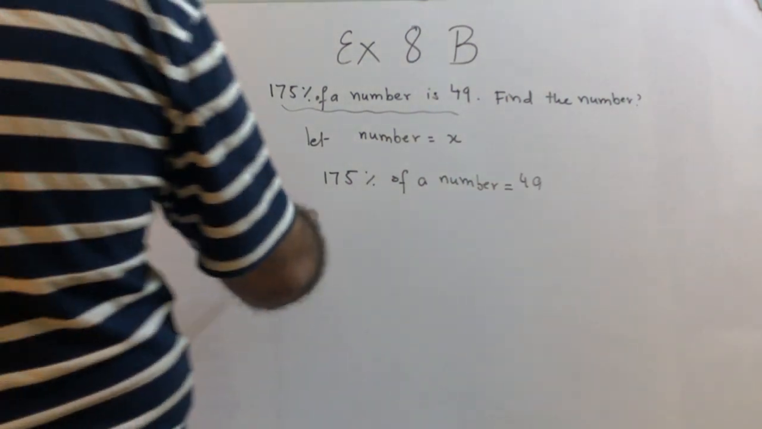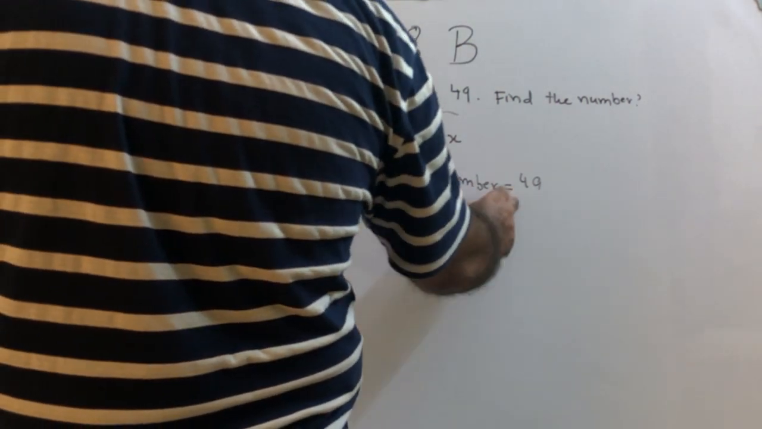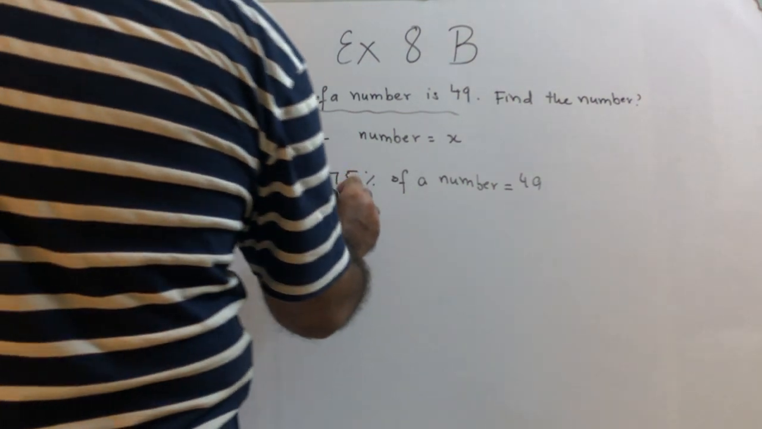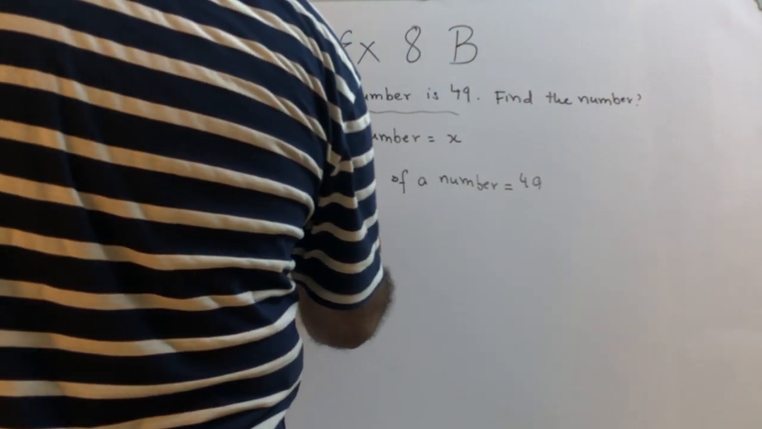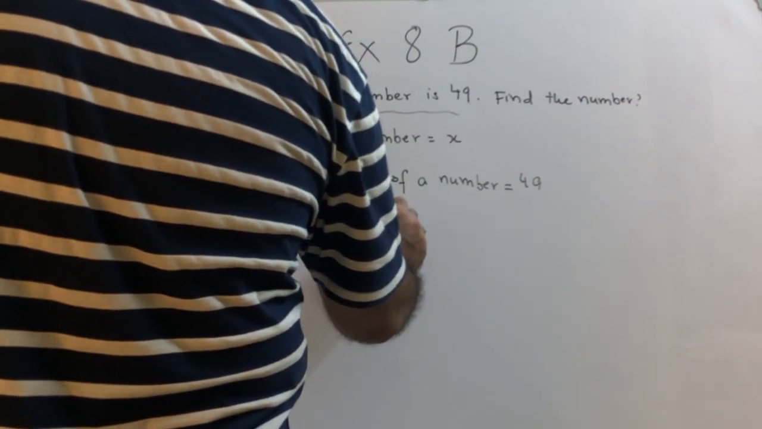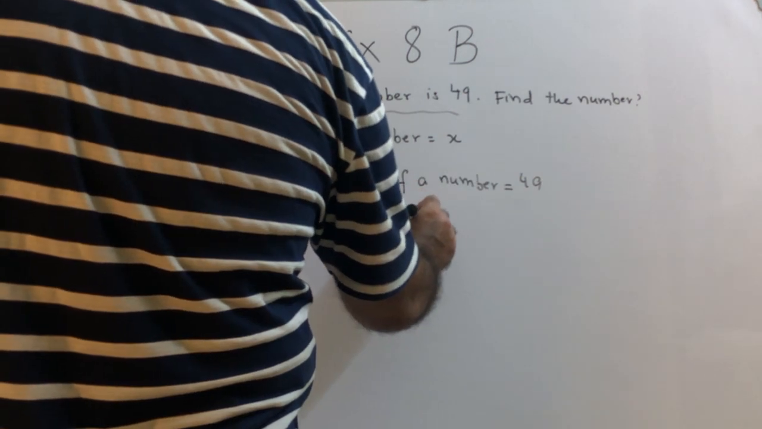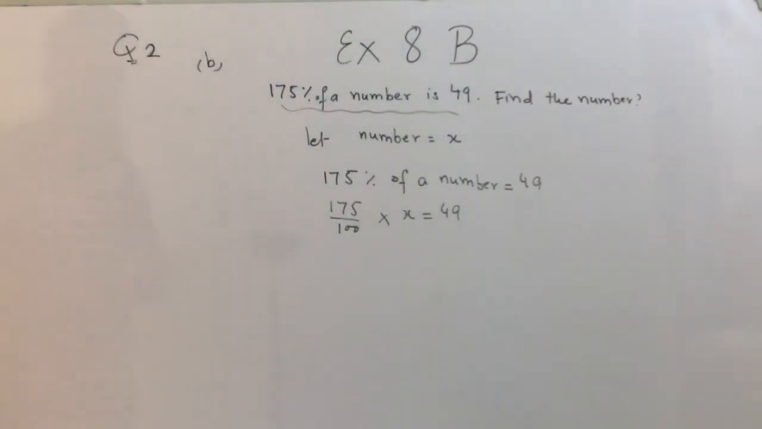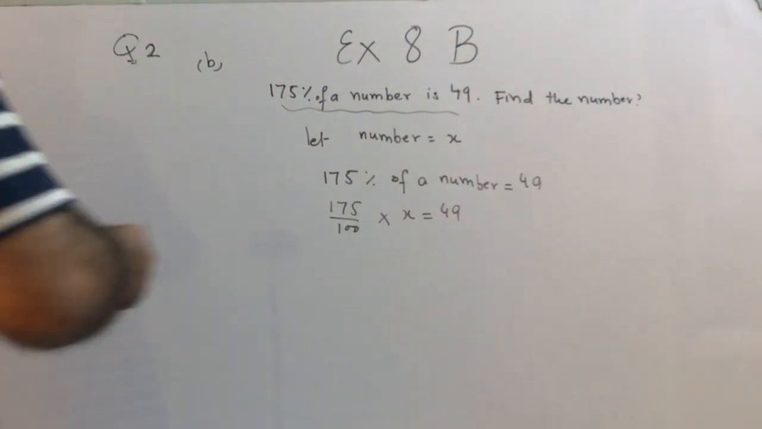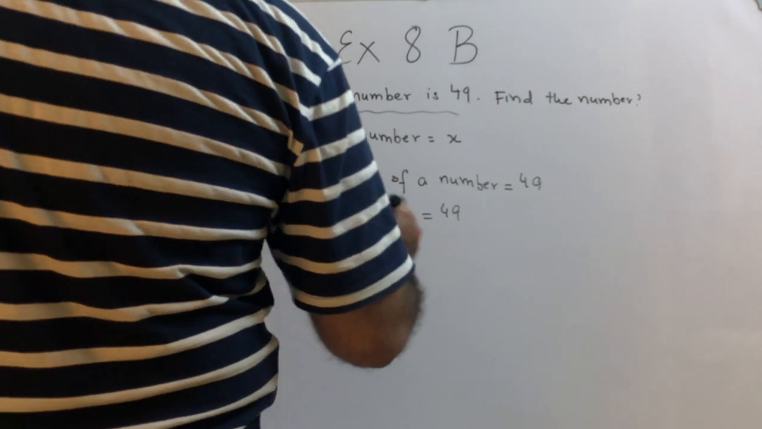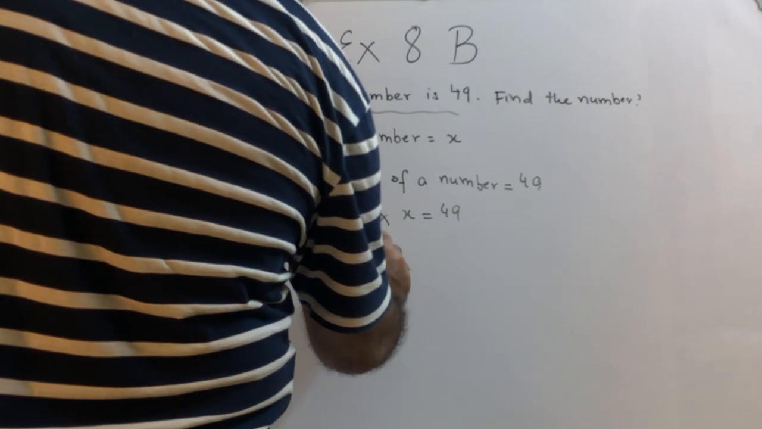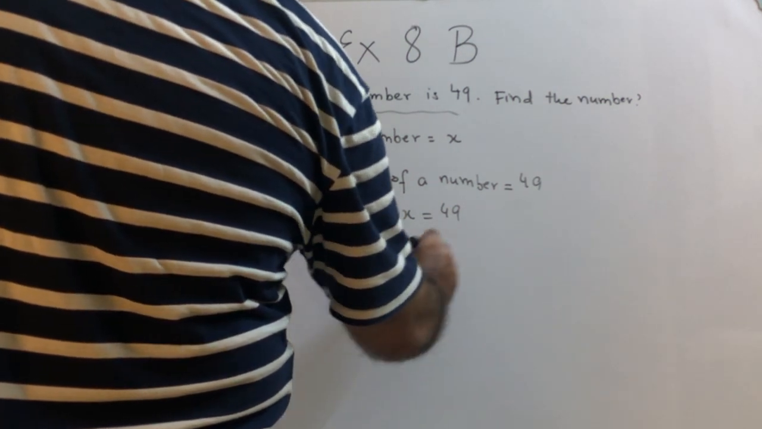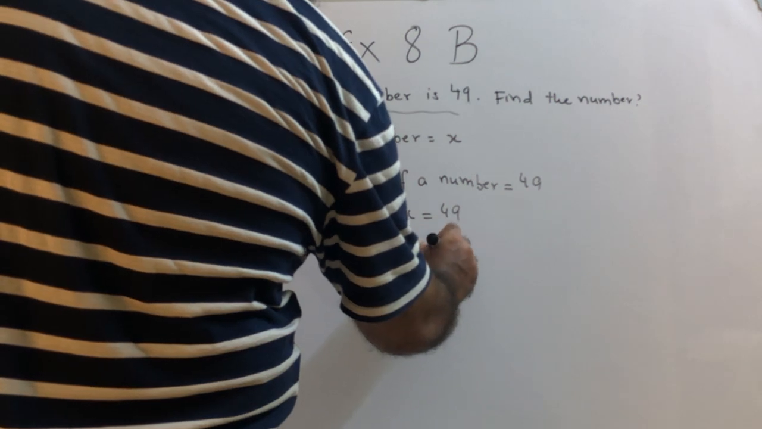So we'll be writing it like this: 175% of a number is equal to 49. 175% means 175 over 100, multiplied by the number x, is equal to 49. So this is the equation that we have formulated with the help of the information given in the statement. We need to find the value of x. So now 100 goes to the other side, it will be multiplied there.